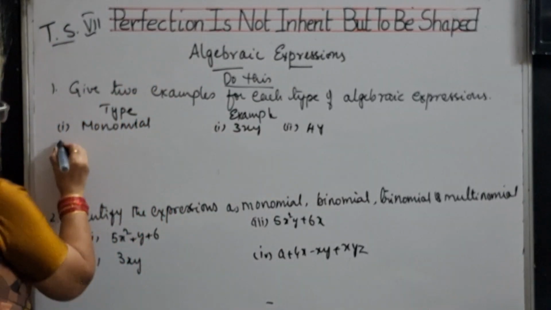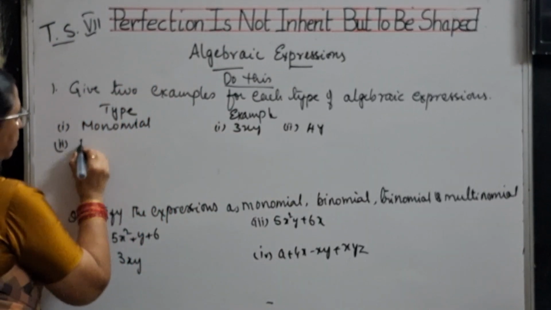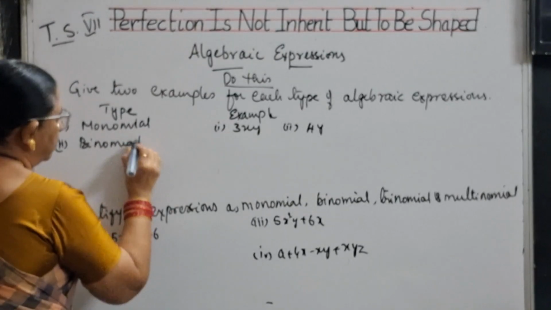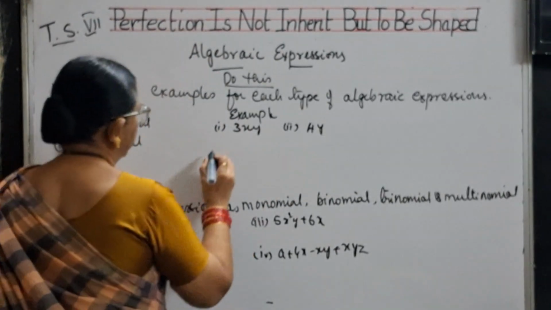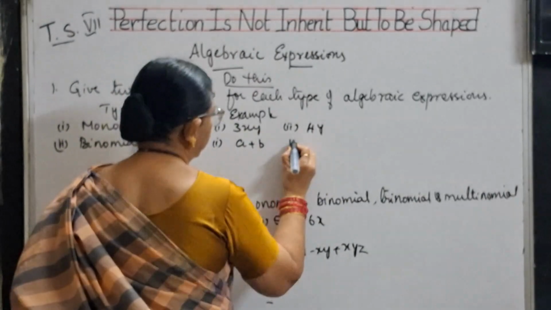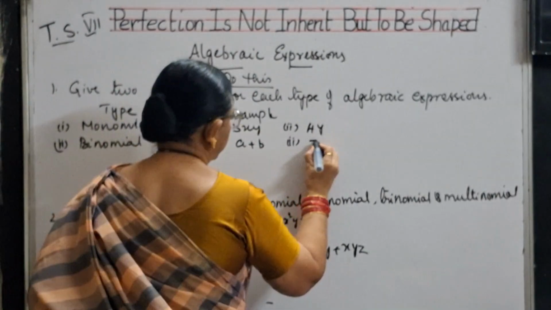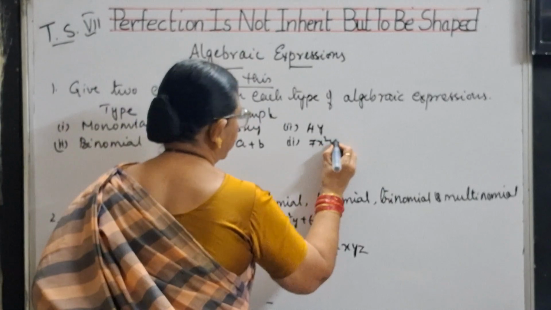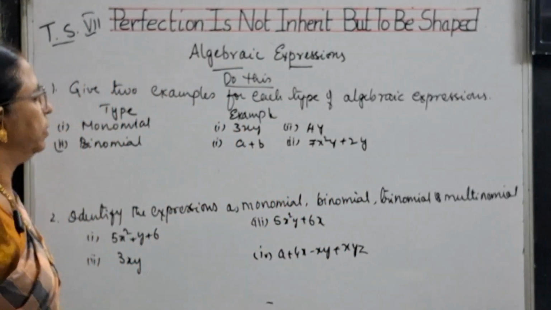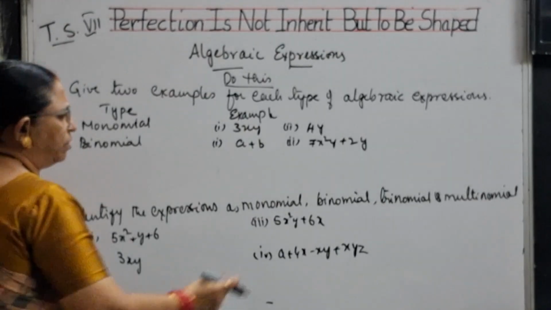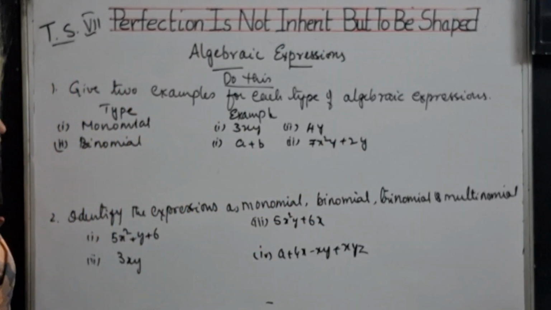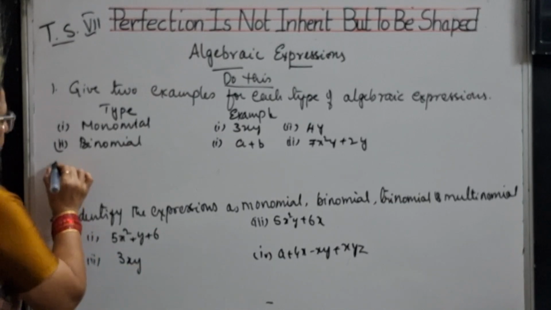Okay, next. Binomial. First one a plus b I can write, and second one 7x square y plus 2y. You can write anything, children, only it should have two terms in it. That is called binomial.